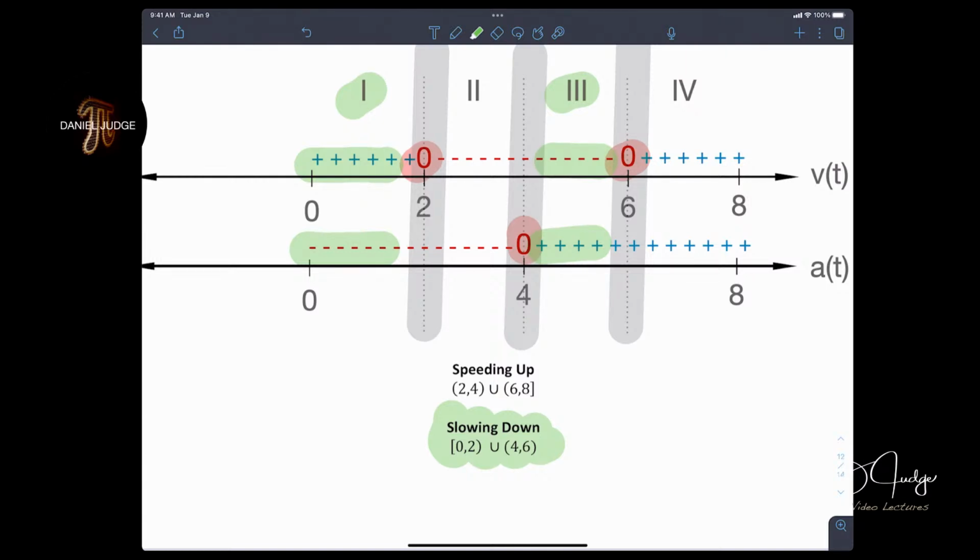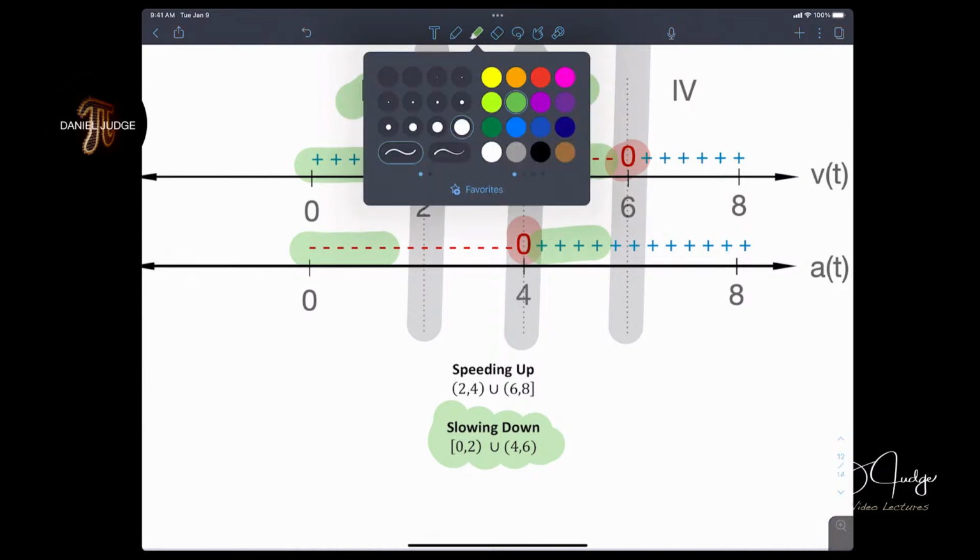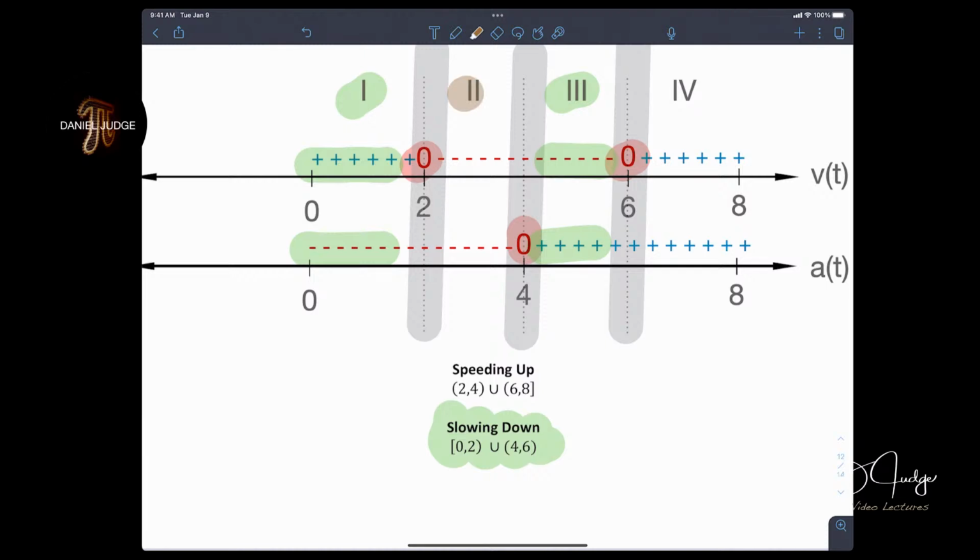Same thing at 6. Velocity at 6 is 0. Acceleration at 6 is positive. They're not opposite. So those are open intervals there. And this is where the particle is slowing down. Now, compare that to region 2, where you have negative velocity, negative acceleration. They're the same sign. And so this is where your particle is speeding up because it's being pulled in the negative direction while it's moving in the negative direction. So it's speeding up here, ladies and gentlemen.